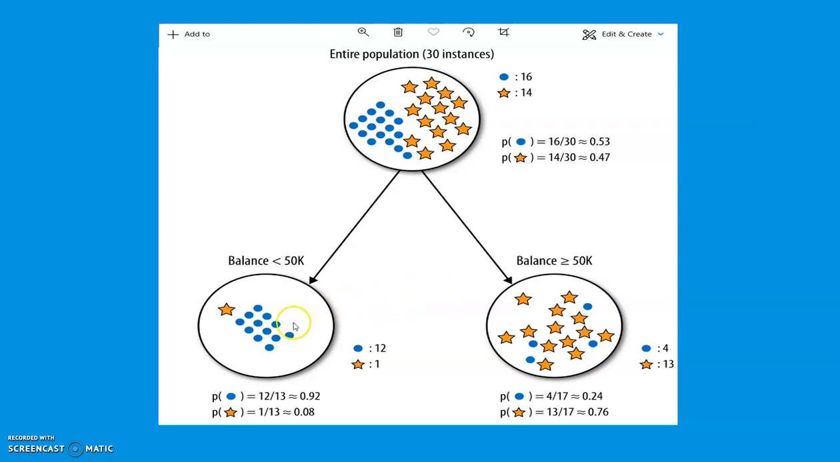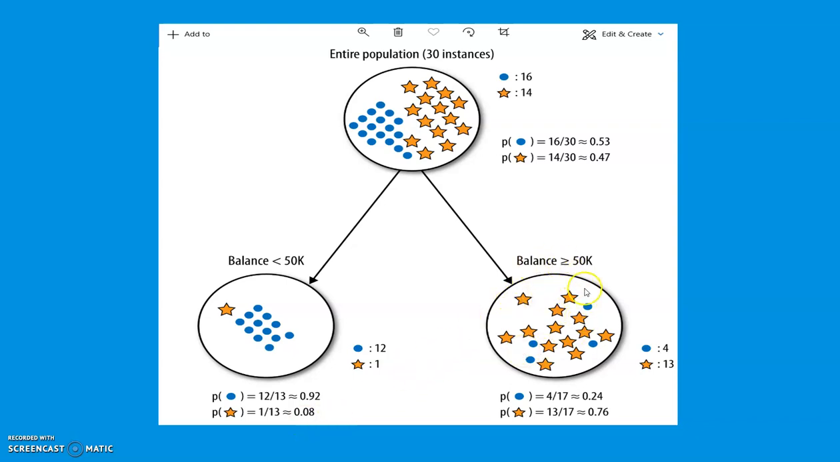So we first compute the entropy for each of the children. So this is what you would call the left child, because the branch is going to the left. And the left child is relatively pure. It's got 12 blue dots and 1 yellow star. And the probability of a blue dot for the left child is 12 over 13, about 0.92. And the probability of a yellow star is 1 over 13. It's 0.08.